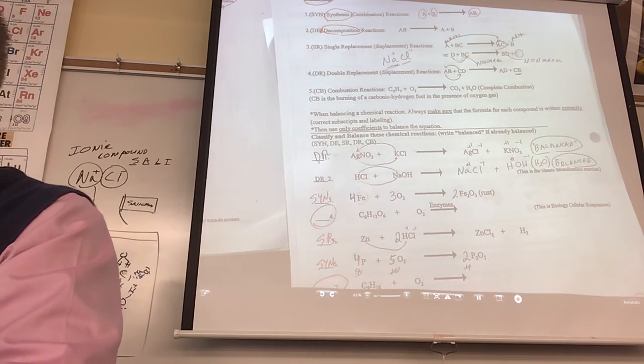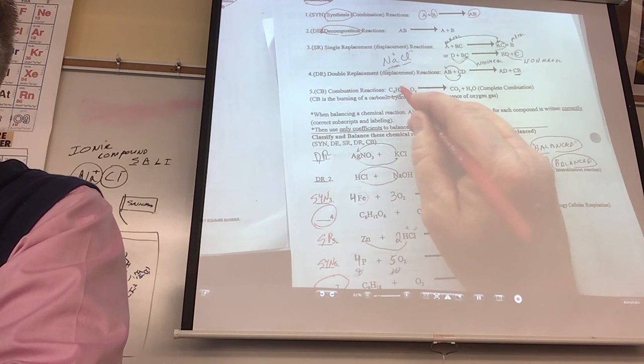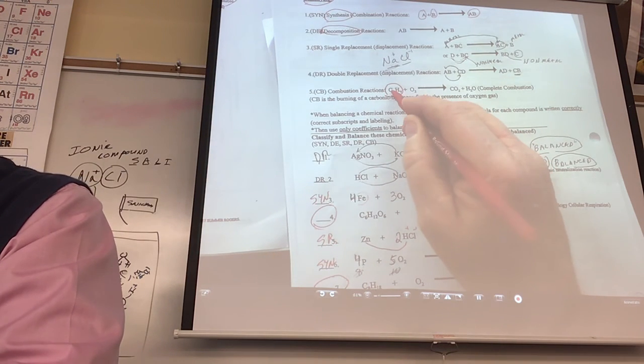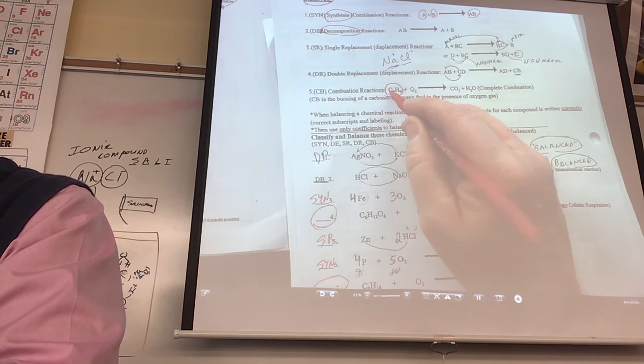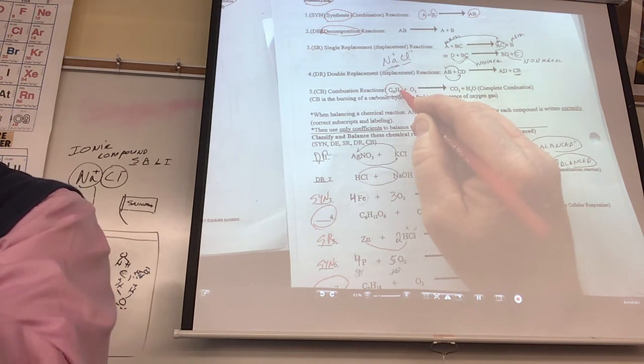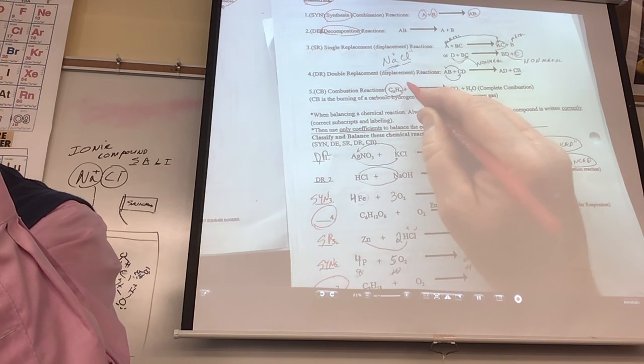So here's what we're looking at. Combustion is where you take one of the reactants, and it has at least carbon and hydrogen in it. It might be carbon, hydrogen, oxygen, but it has at least carbon and hydrogen in it. Are you with me so far? That's rule number 1. One of the reactants has to have carbon and hydrogen. Number 2, you have to burn it.